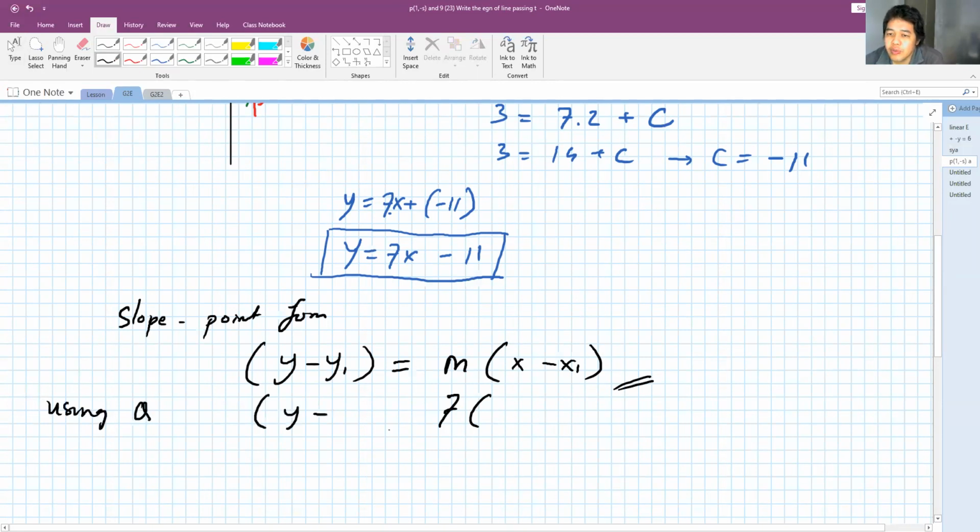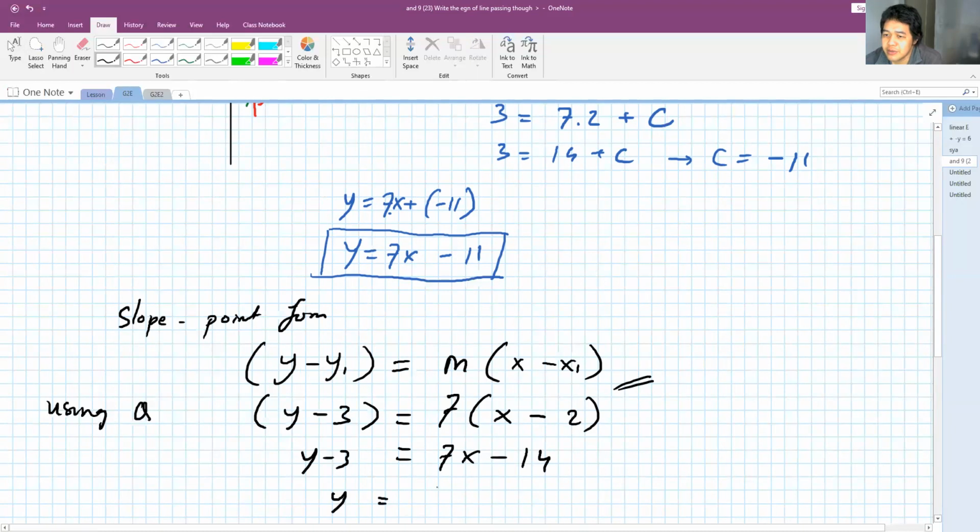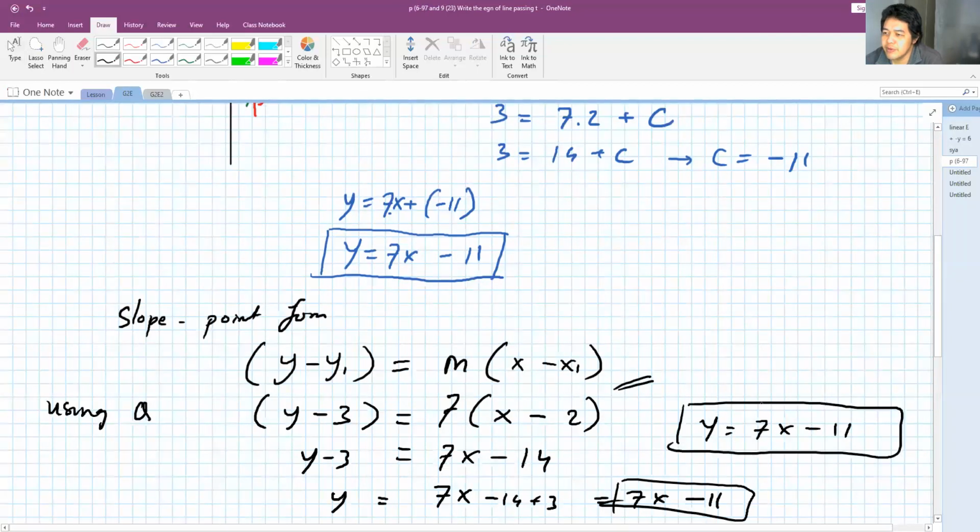Okay, so we have y minus, remember the y value of Q, it was 3, right? And then equals 7 times x minus the value of xp, which is located at 2. Okay, so this gives you 7x minus 14, and then this is y minus 3, and therefore we got y equals 7x minus 14 plus 3, or 7x minus 11. So basically you get the same expression, y equals 7x minus 11, just like what we got before.